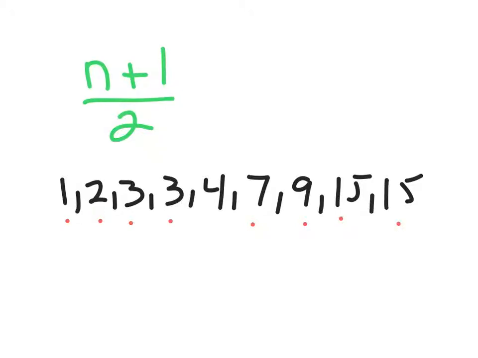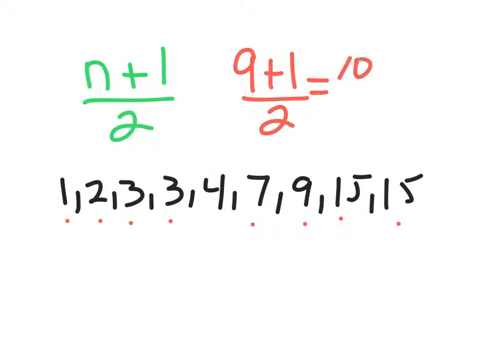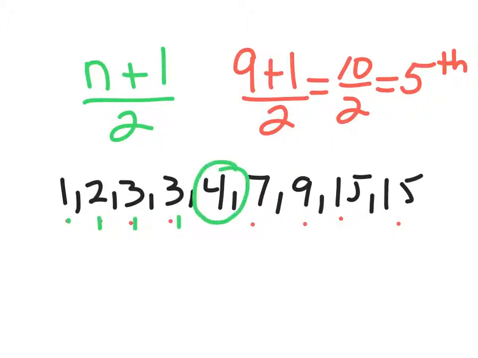So I'm going to use my formula to find the position. 9 plus 1 divided by 2. 9 plus 1 is 10, divided by 2 is going to be 5. So that means the fifth number, or the number that is in the fifth position, is going to be our median. So 1, 2, 3, 4. This number is our fifth position. Therefore, the number 4 is the median of this data set.